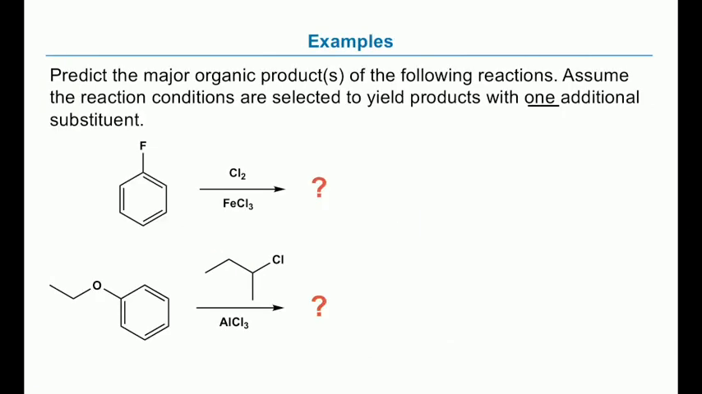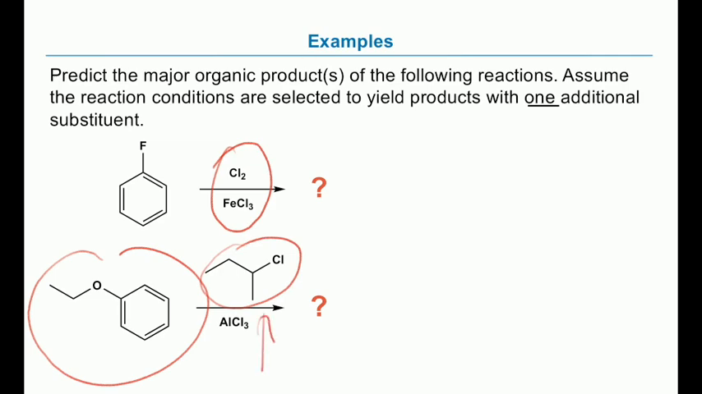All right. So let's predict this one. Assume the reaction conditions are the same. We are going to add one group. So the first condition is fluorobenzene. I'm going to add chlorine using these conditions. Second one, that's my starting material. I'm adding this junk. This is Friedel-Crafts alkylation. Take a moment. Talk to the person next to you. Where does the group go?